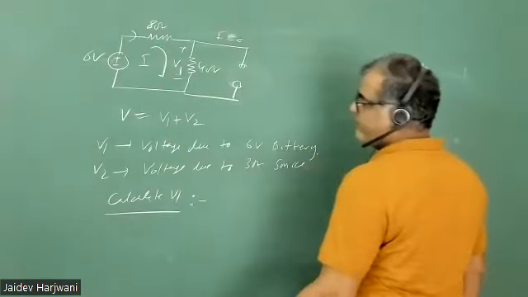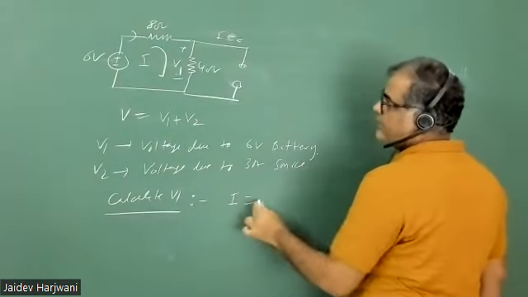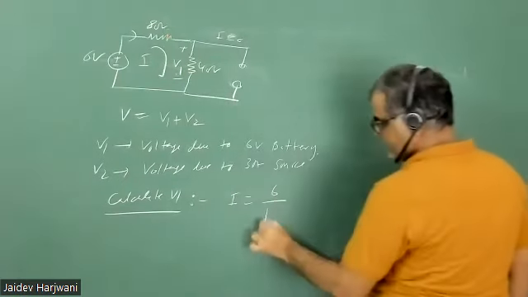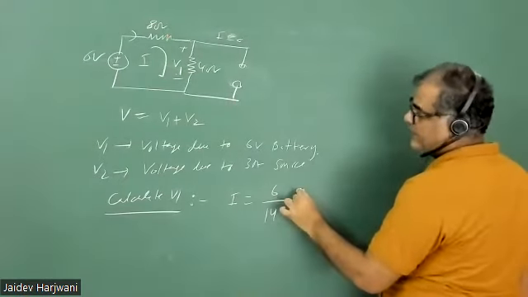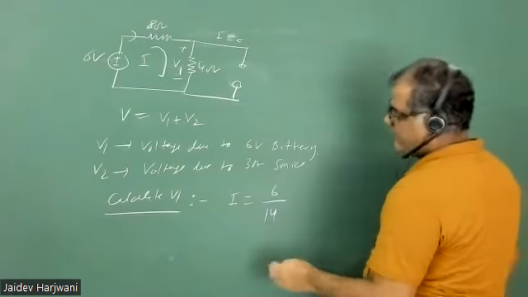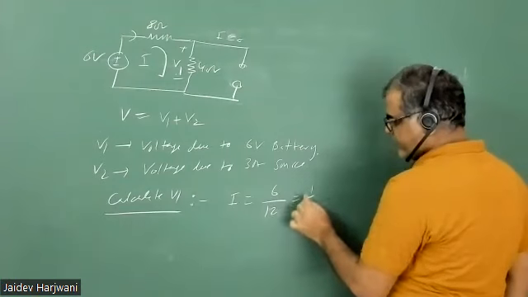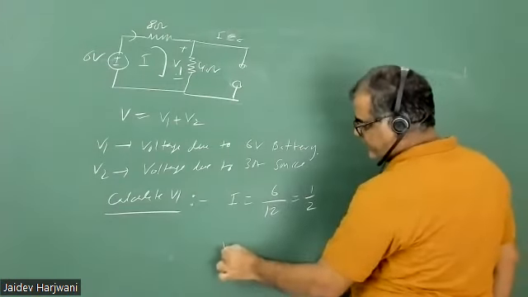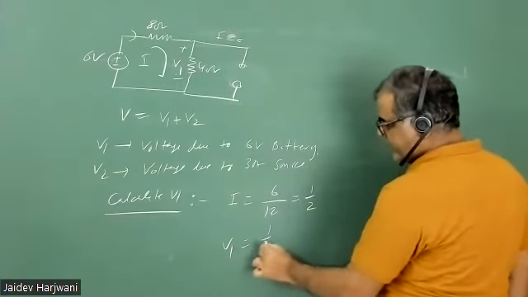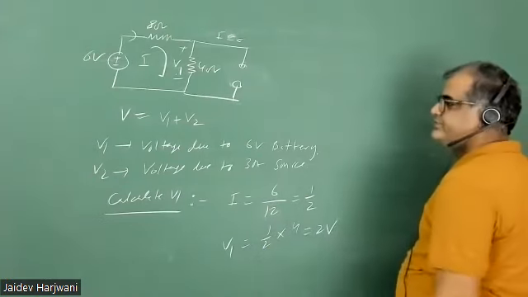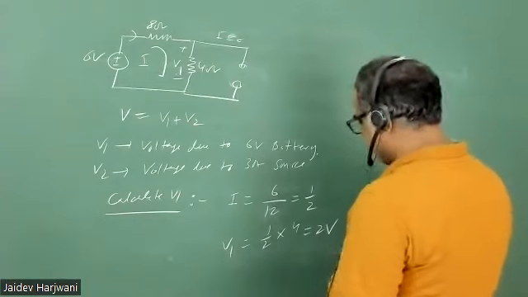So total current in the circuit will be how much? 6 volt upon the total resistance, which is 12. So current is 6 by 12, which is 1 by 2 ampere. So voltage V1 will be your current 1 by 2 into 4. Okay, that will come to 2 volt. So this is V1.